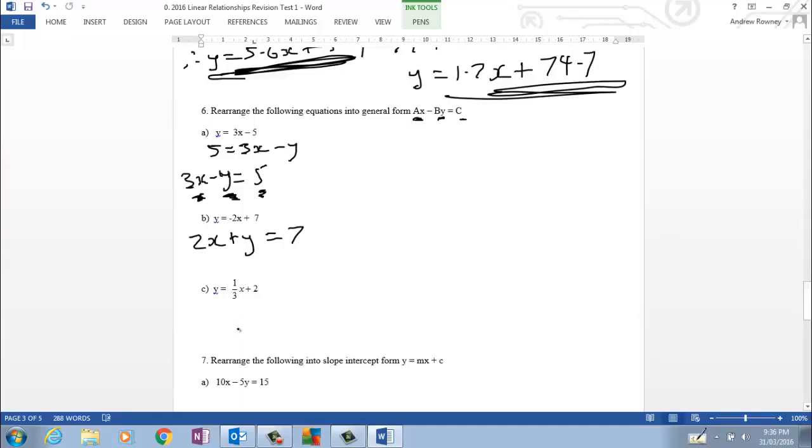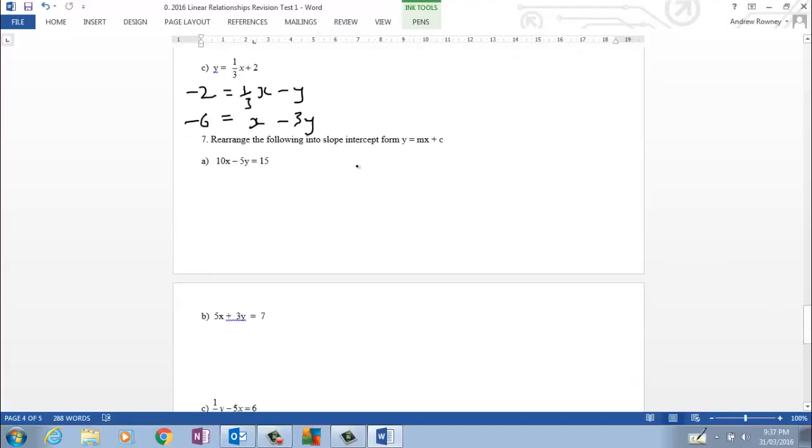Part C, first thing to do, we could actually say this, we could take y over the other side and make a third x take y equals minus 2, taking 2 over the other side. Generally we don't like having fractions. This a and this b are not fractions, so what we do is we multiply everything by 3. If you times this by 3 you'll get minus 6. If you times that by 3 you'll get 1, so it's just x. If you times this by 3 you'll have minus 3y.